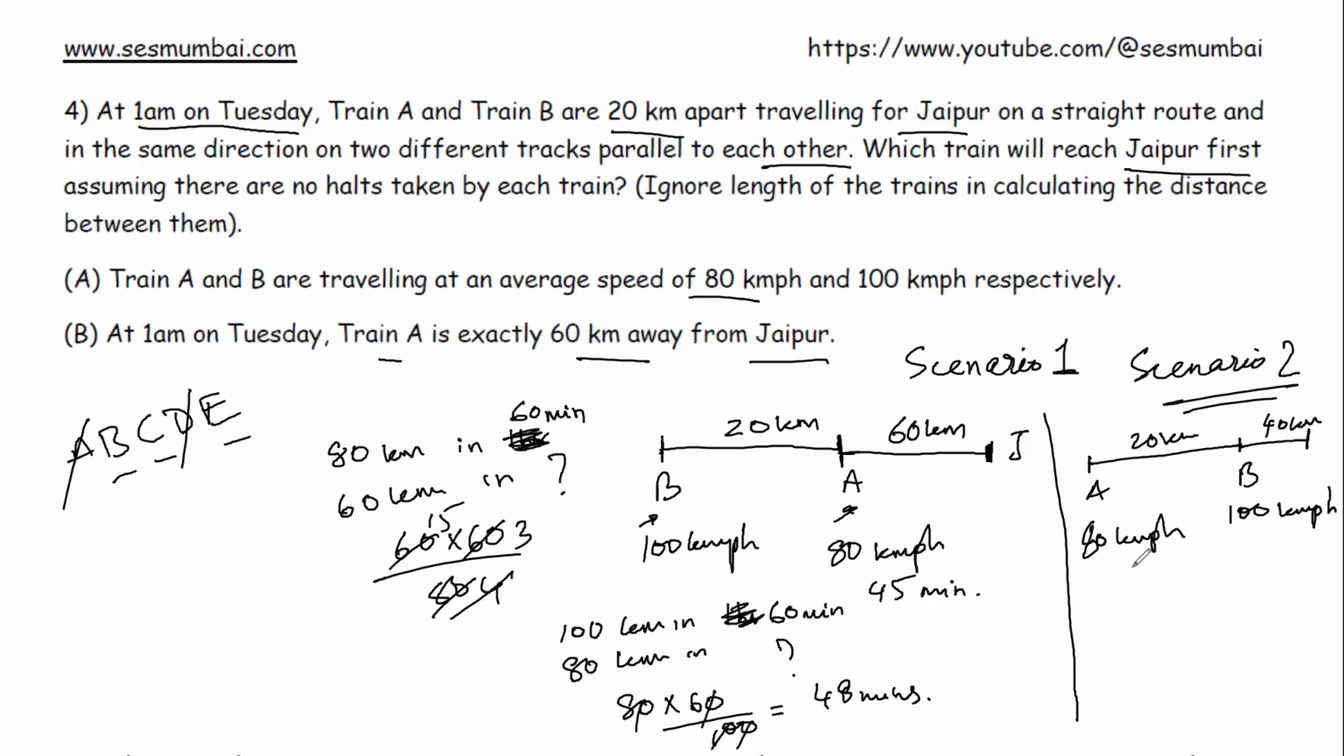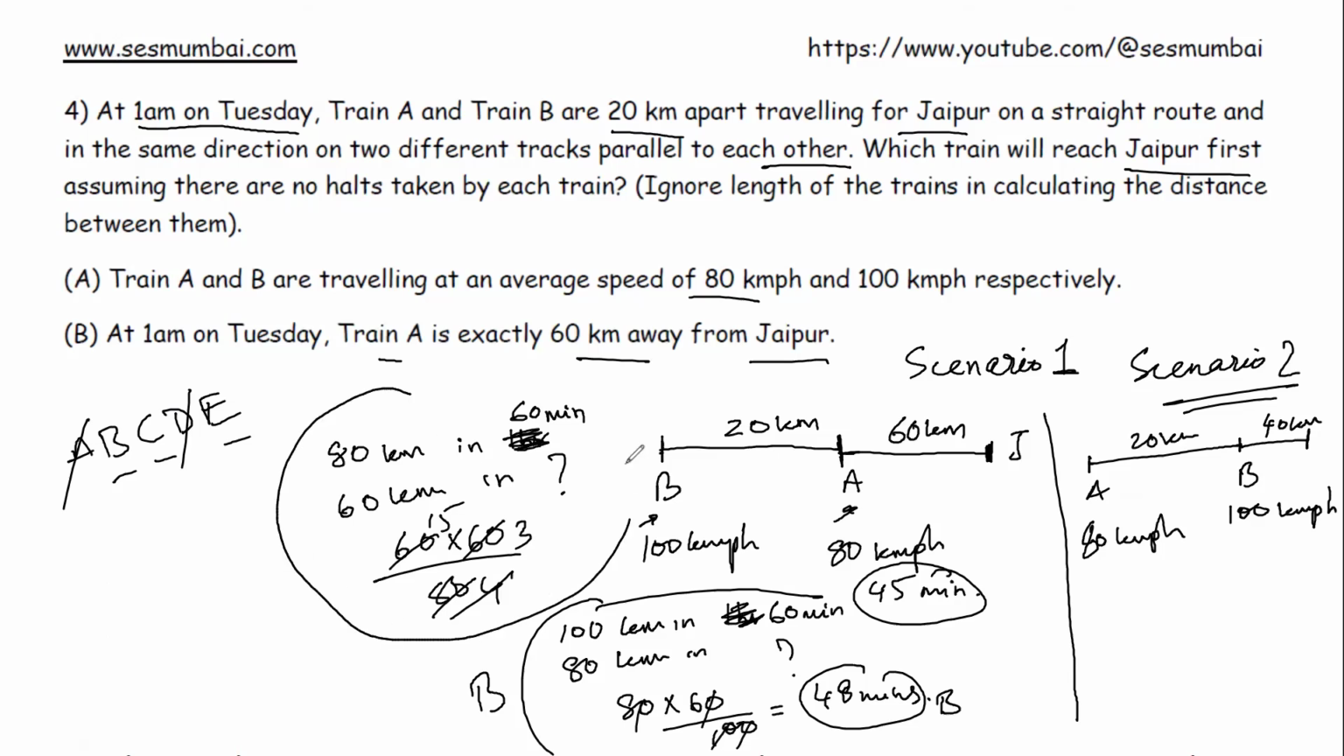So therefore, in one situation, we know that A reaches first, 45 minutes. This is B's time. Yeah. So this calculation is for B. That calculation is for A. So when we calculated, came to 45 minutes. So A reaches first, scenario one, scenario two, B reaches first. Right? It could be this scenario also, right? They're 20 kilometers apart, B is ahead of A. Correct. So therefore, B doesn't answer, obviously.